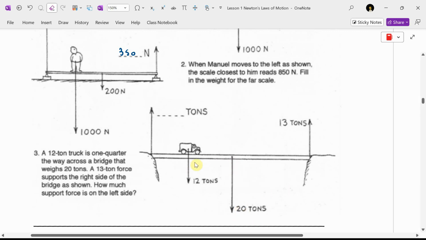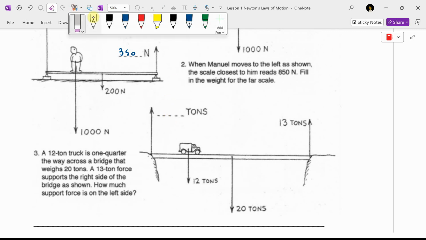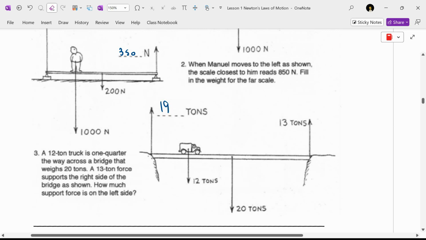You might be able to do it in your head. What must the total force up be then if we're not accelerating? This is 13. How can I figure out how big that one is? How'd you get that? You're right. Yep. Got to be 19 tons. So you can start to look at how strong bridge supports need to be.